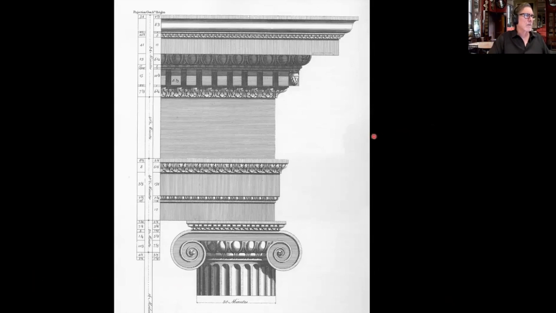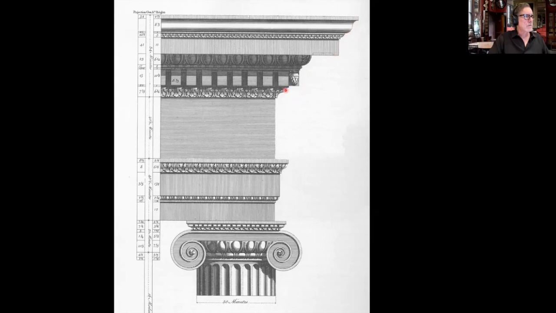So here we are. This is a plate from William Chambers, his Ionic order, and we can see the corona at the top here, or the cymation, I should say, the crowning molding at the top is a cyma recta.